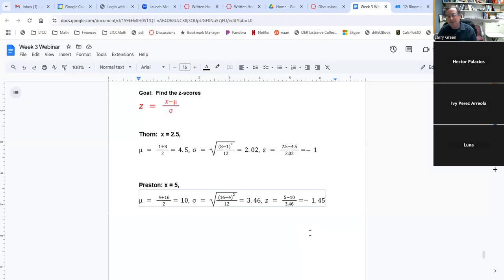I do want to give you a strong heads up for your project. You definitely have to talk about z-scores. You're not going to have a uniform distribution, by the way, but you talk about z-scores, and there's a z-score calculator in the spreadsheet you can use. You can use it to decide if you have outliers. By the way, was Thorne an outlier? Was Preston an outlier? Were neither? Were both? What can you say?